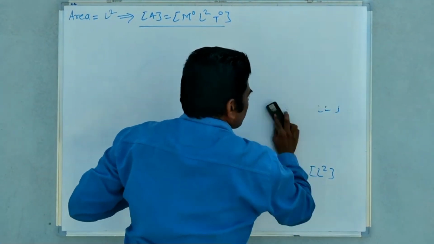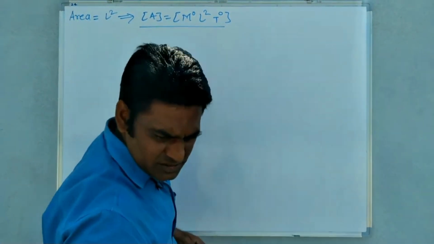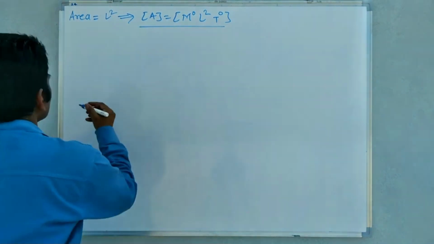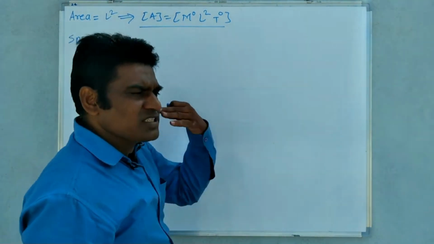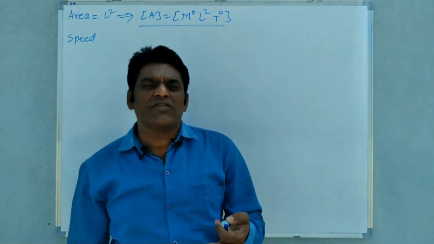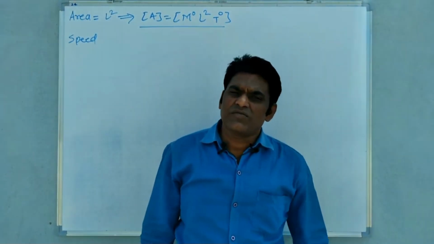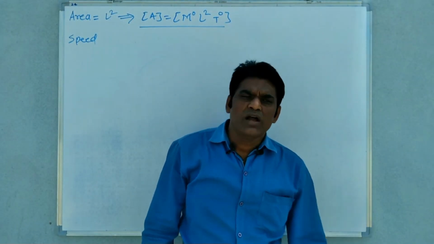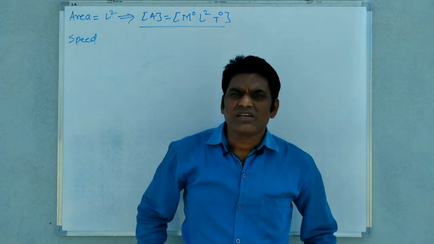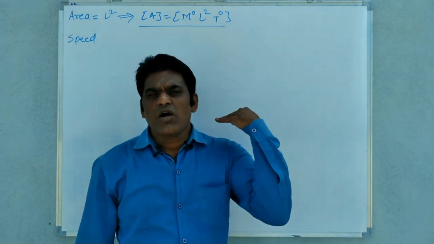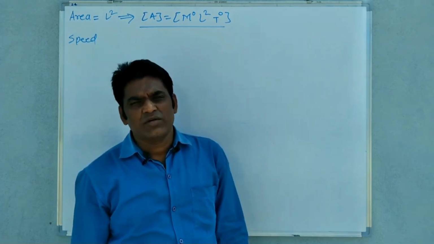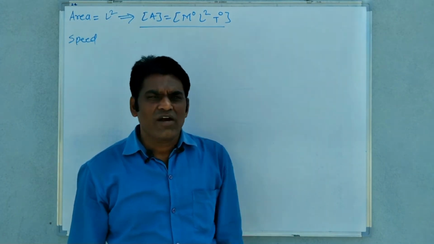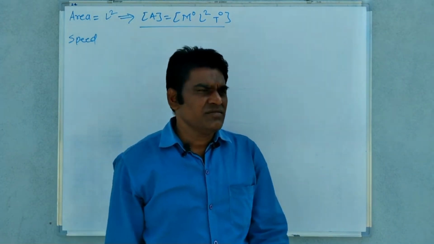Then let us talk about speed and velocity. Speed and velocity are two different physical quantities. Speed is a scalar, velocity is a vector. We will learn the exact difference between these two in another chapter, or I have uploaded one video on vector analysis. You go to my channel, there you will find vector analysis.